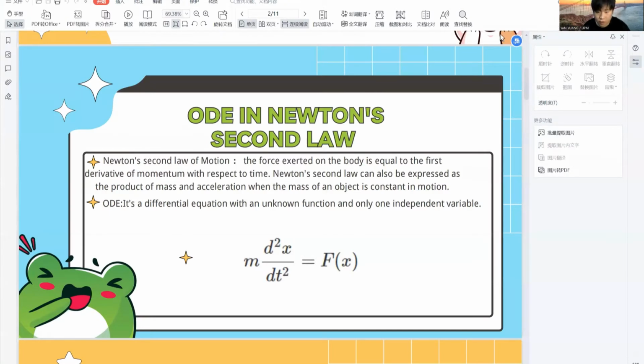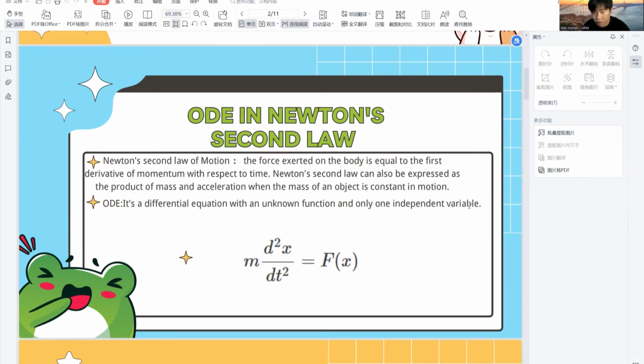Okay, look at that slide. The ODE in Newton's second law, because we know that Newton's second law is force is equal to the mass times the acceleration. In other words, F is equal to ma. A is equal to the change in velocity divided by the time it takes for the change in velocity.